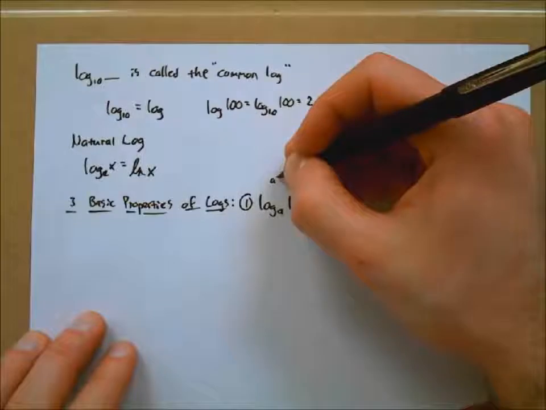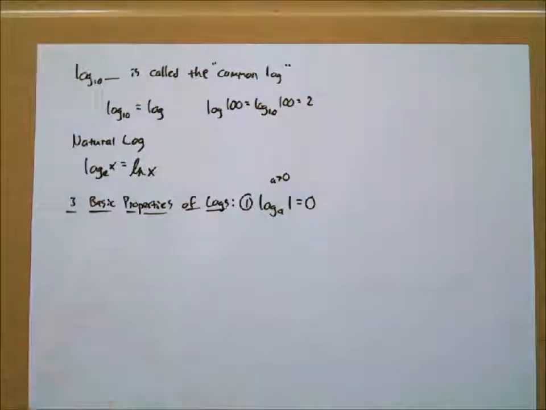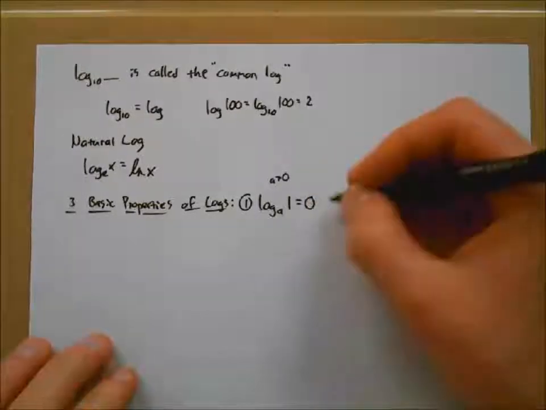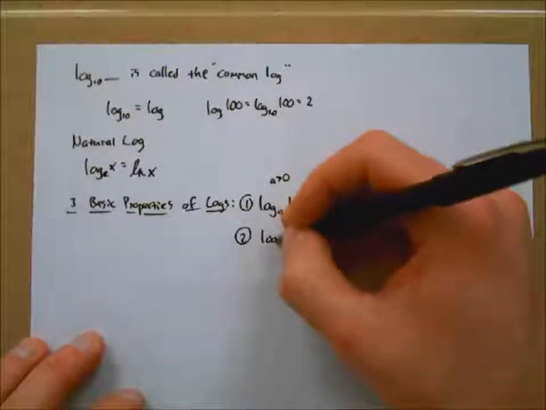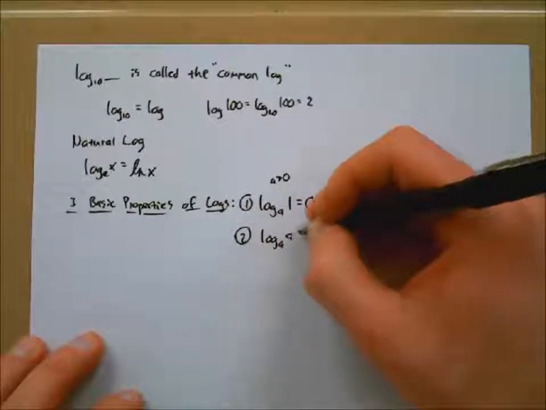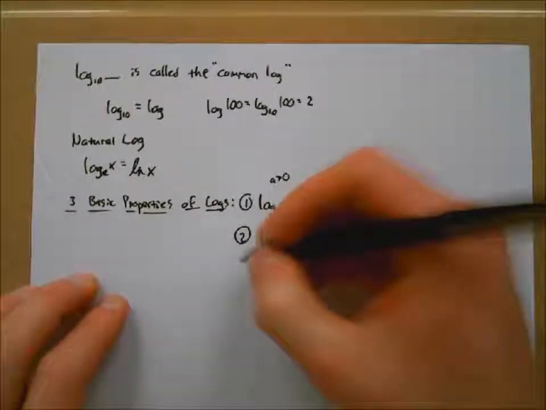Again, A not equal to 1. I guess I should say A greater than 0. We don't want it to be 0. Yes, A greater than 0. Property 2: log base A of A is always going to equal what? In other words, A to what power will give us A? 1, right? Anything to the first power will give us itself.